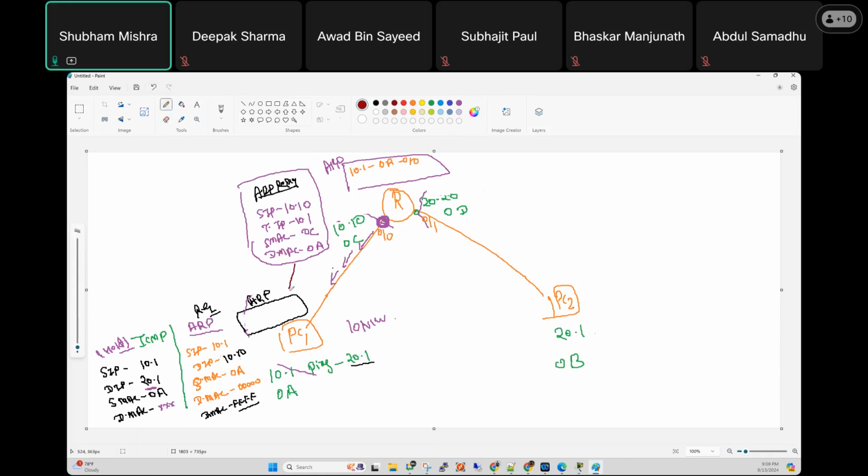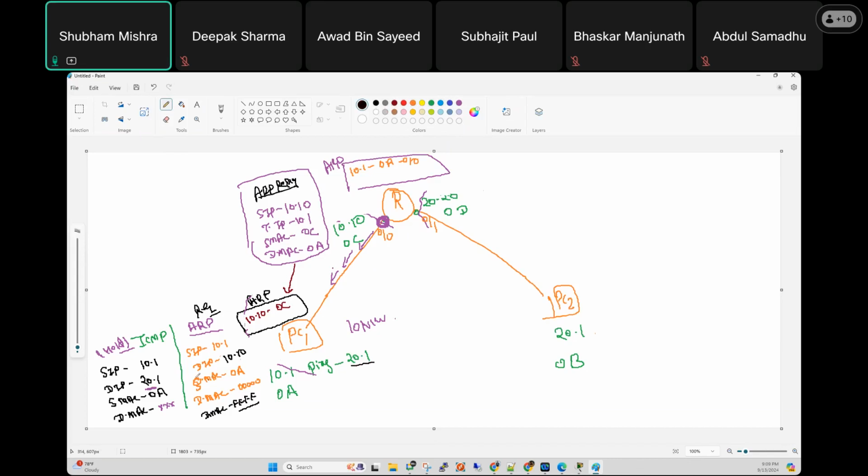So what will PC number 1 do? When this ARP packet reaches PC number 1, PC number 1 will open it and check the source IP address. What is the source IP address? 10.10. And what is the MAC address for 10.10? 0C. And it makes this entry in which table? The ARP table. Are you getting my point, everyone? Yes or no? Tell me. Clear? Yes.